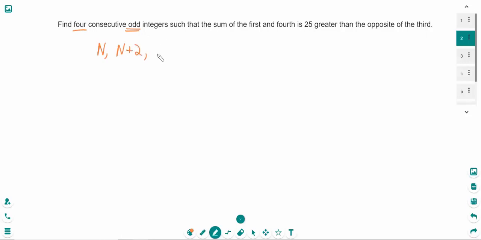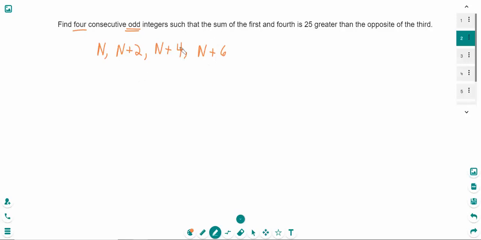Skip 1, go to the next one. My third number is going to be n plus 4. And now I need a fourth number. So the fourth number is going to be n plus 6, right? Because I keep going up 2 for every new integer. All right, so there are my four numbers.